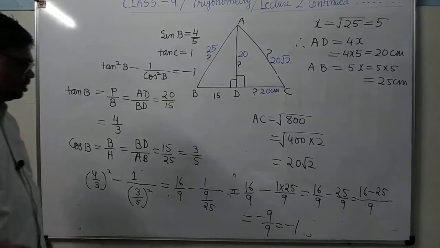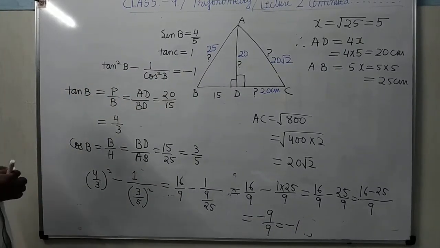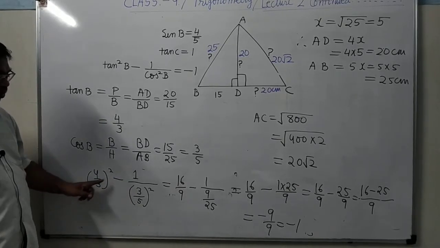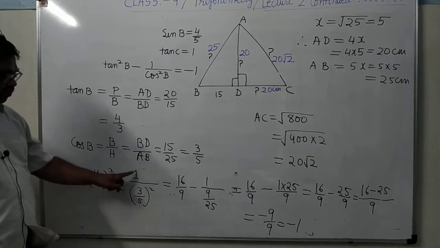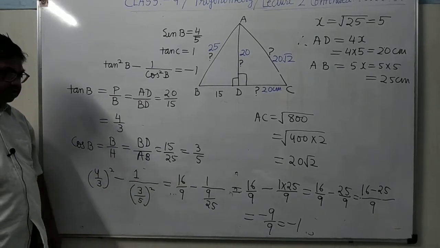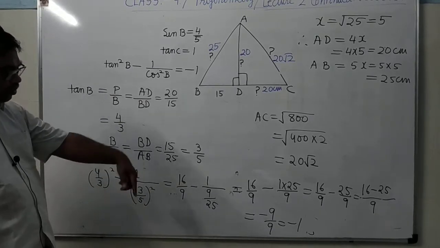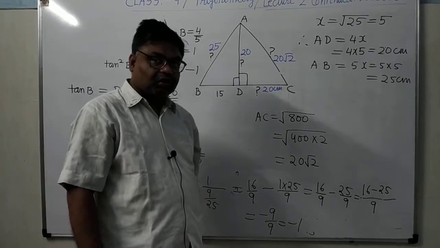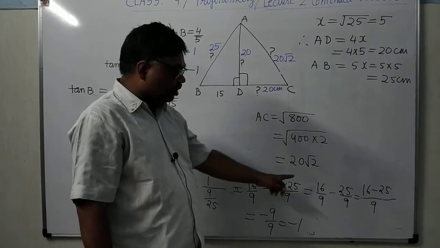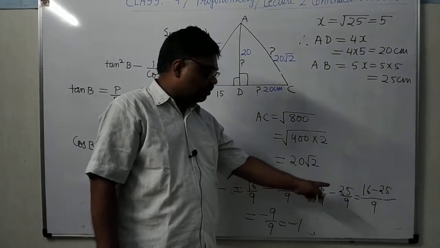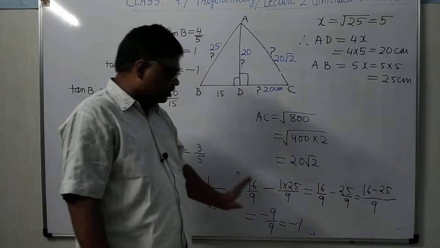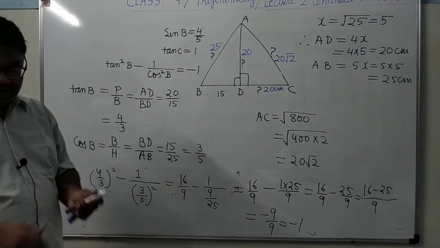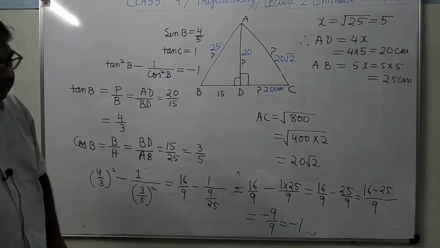It's clear? You can see here, I have substituted these values here, so 4 upon 3 whole square, 16 upon 9, 1 upon 3 upon 5 whole square, 9 upon 25, so it will become 25 upon 9. So 16 upon 9 minus 25 upon 9, that is minus 1. So this way you can do these type of questions.